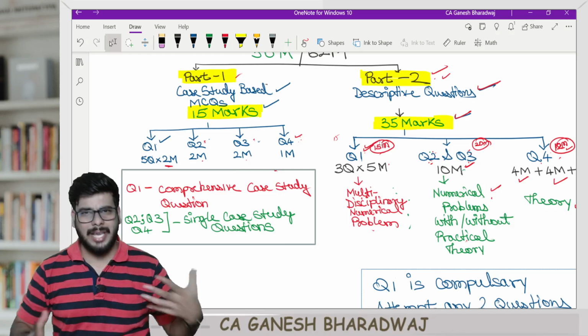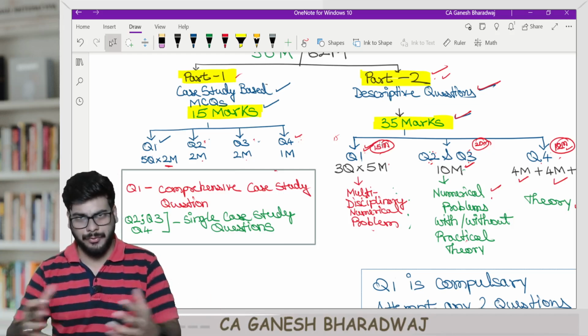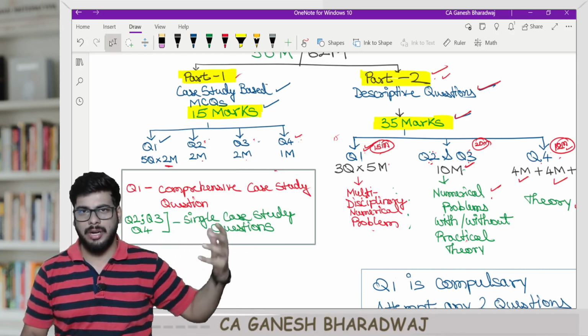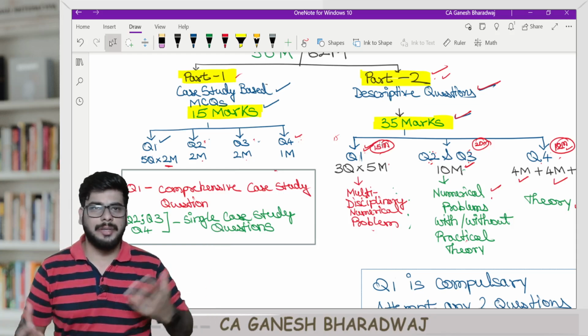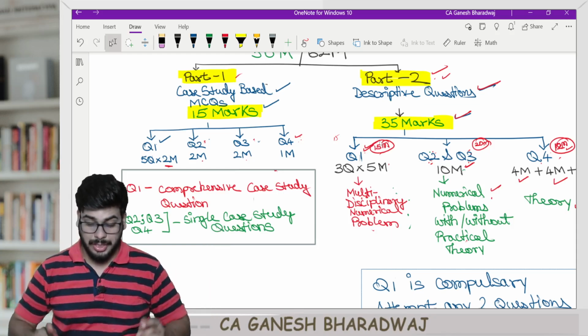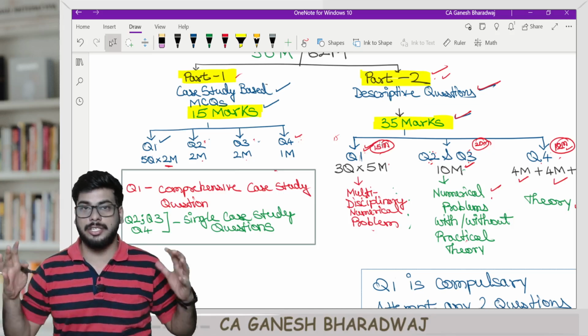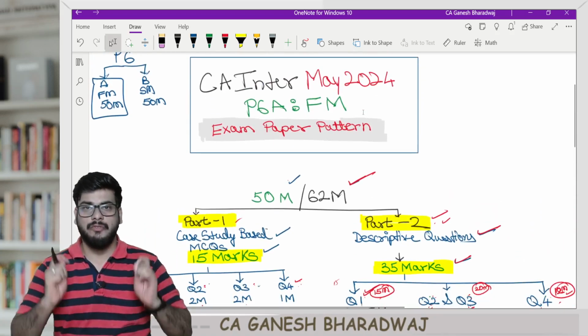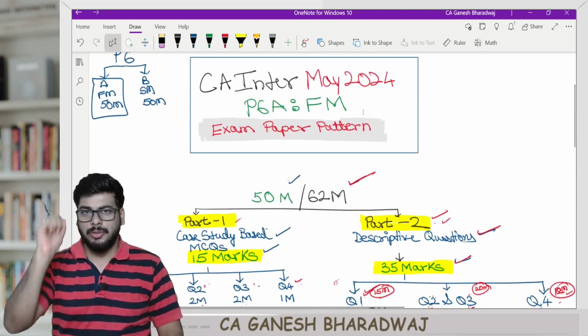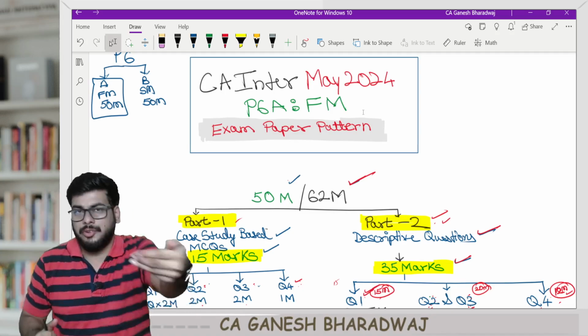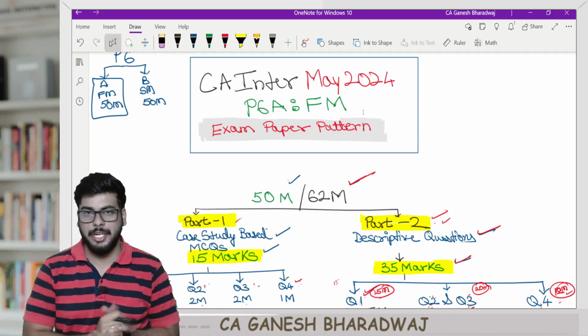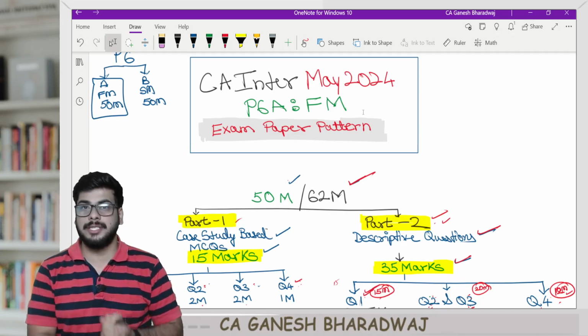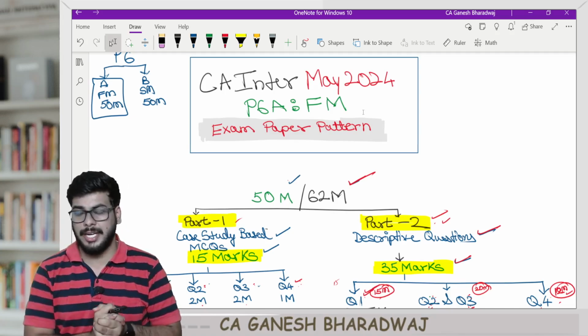Clear with this, guys? They have these limitations because FM is being tested for 50 marks, costing is being tested for 100 marks. So obviously, the pattern will definitely change. So this is the detailed threadbare analysis about your exam paper pattern, which is all set to appear for your upcoming May 2024 exams with respect to paper 6A financial management. Clear with this, guys, right?